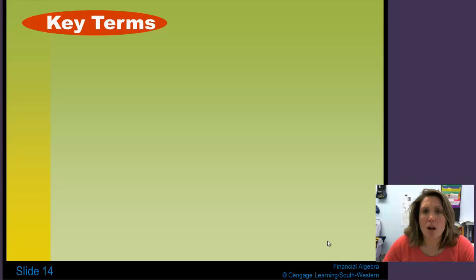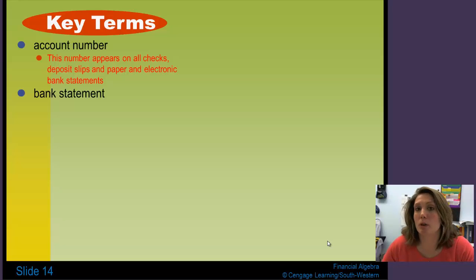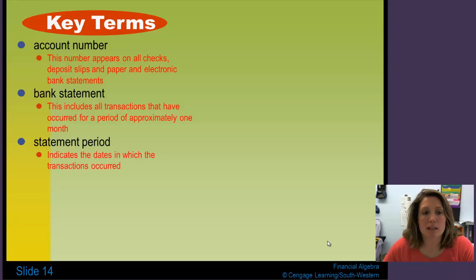So our key terms: account number. This is the number that appears on all checks, deposit slips, and paper and electronic bank statements. It's how you know that it's your account. A bank statement includes all transactions that have occurred for a period of approximately 1 month. Generally, it's about 30 days. The statement period indicates the dates in which the transactions occurred. Some banks go from the 1st to the 30th. Others might be off slightly and maybe start on the 4th and go to the 4th of the next month.